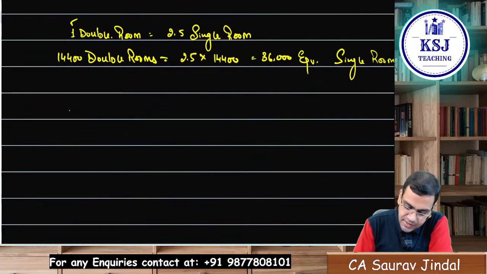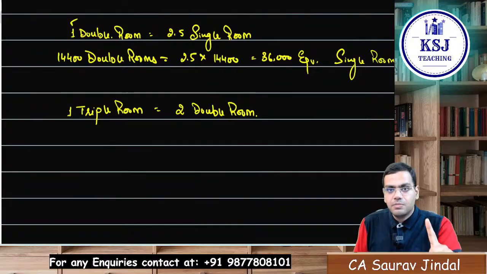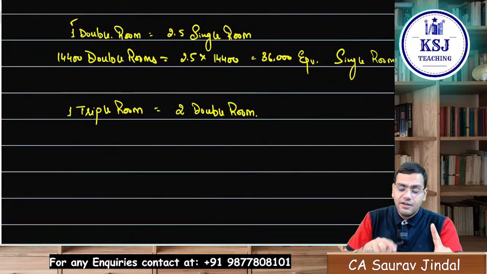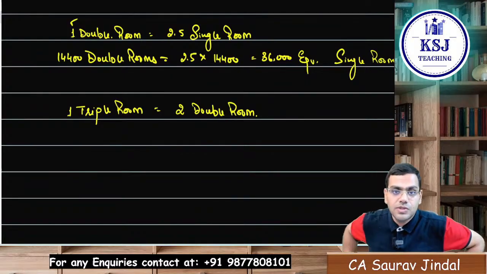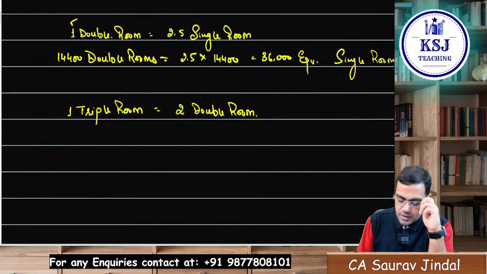Sir, he says the rent of one triple room is equal to 2 times the double room, isn't it? The rent that I will earn from one triple room, the same rent if I want to earn from the double rooms, I will need 2 double rooms, isn't it?